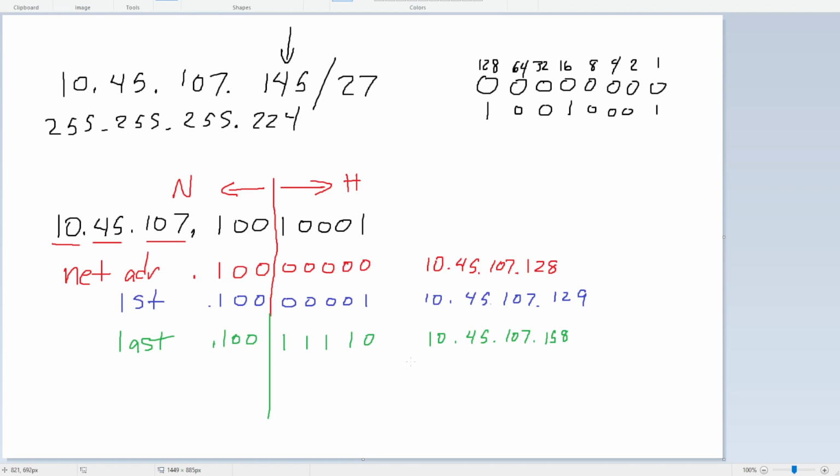Okay, and then the broadcast. Let's pick a color for the broadcast. Maybe we'll make that, I don't know, magenta. That looks cool. So we're going to carry down the network bits because, again, those are not changing. Then we'll set the host portion to all ones, and convert that whole fourth octet now, not just the last 5 bits, but the whole thing. 107, and if the previous was 158, this should be 159. All right, so that would be our numbers.